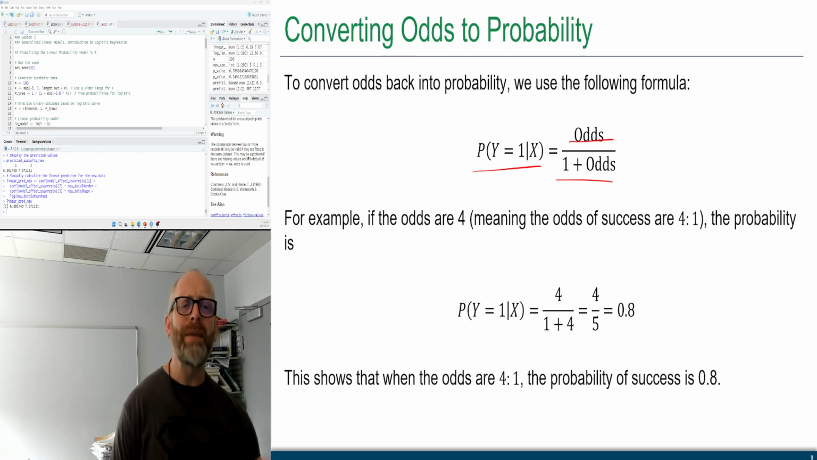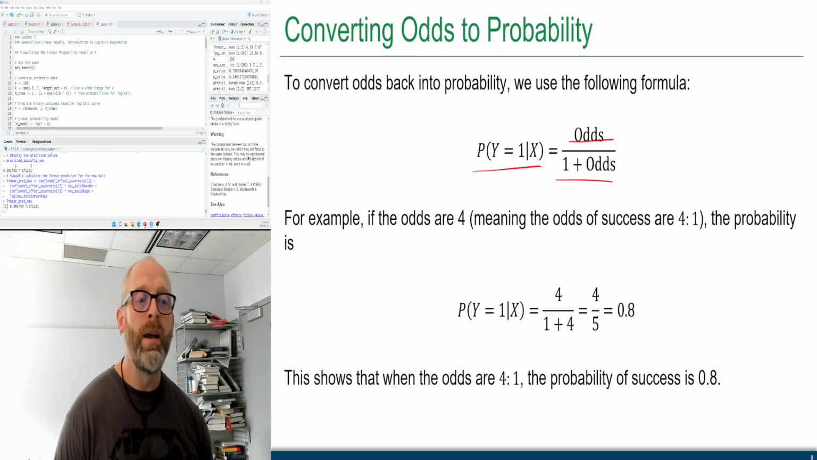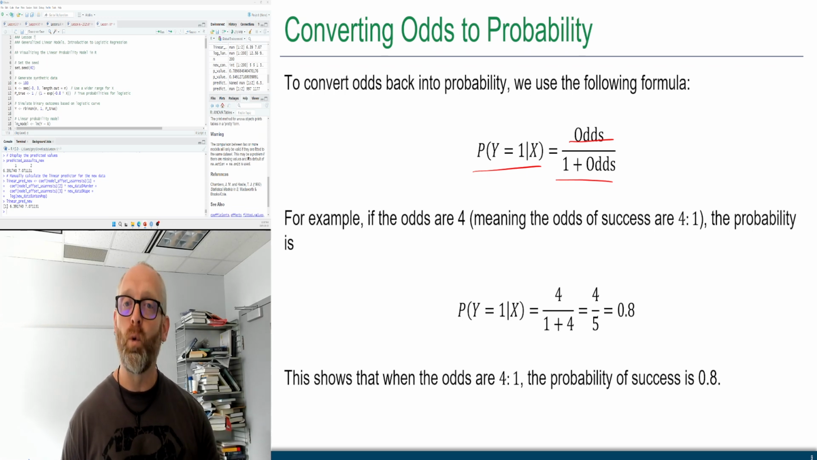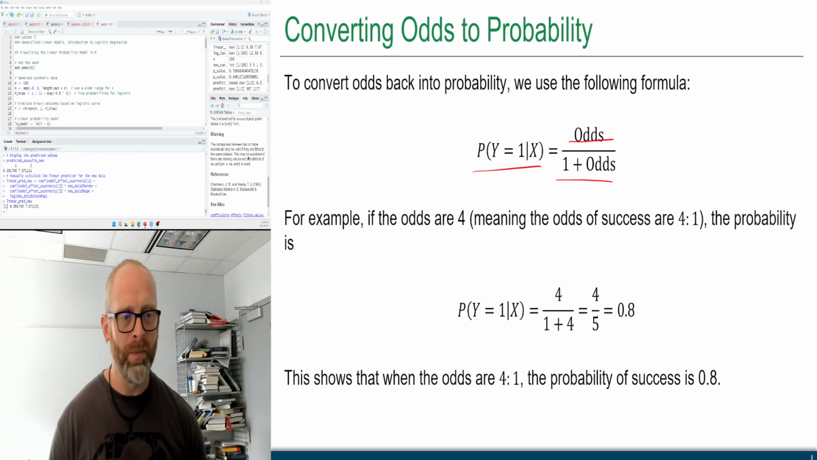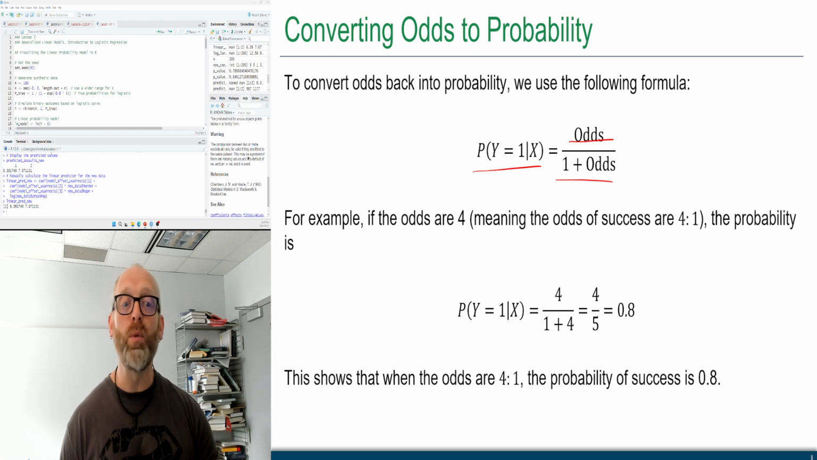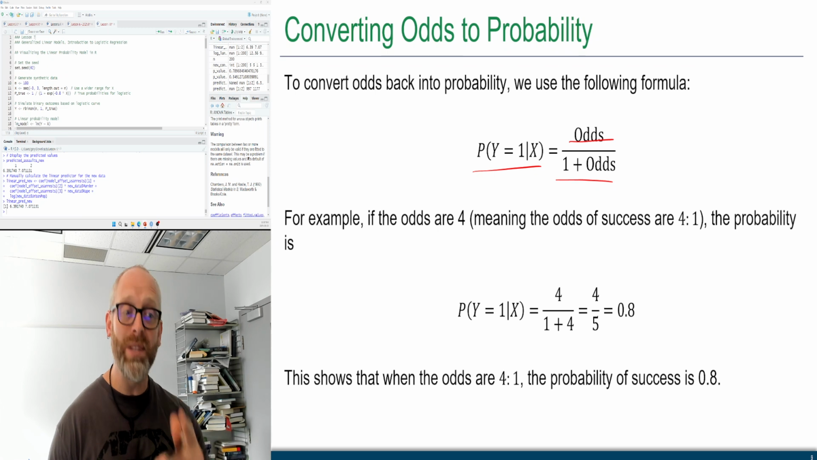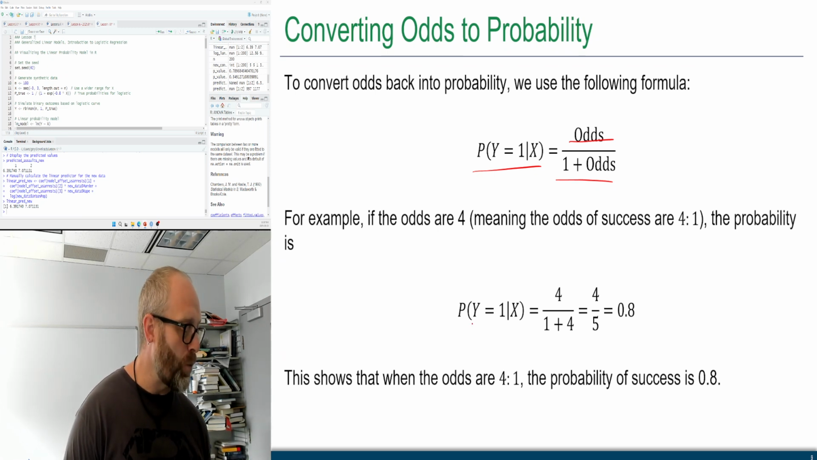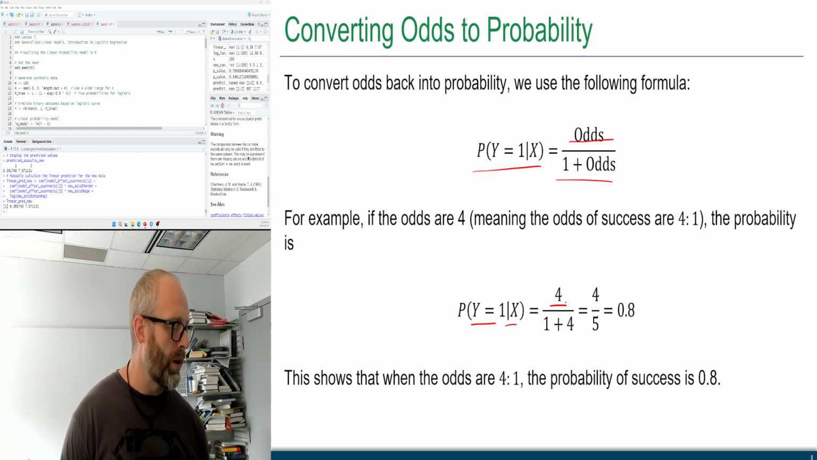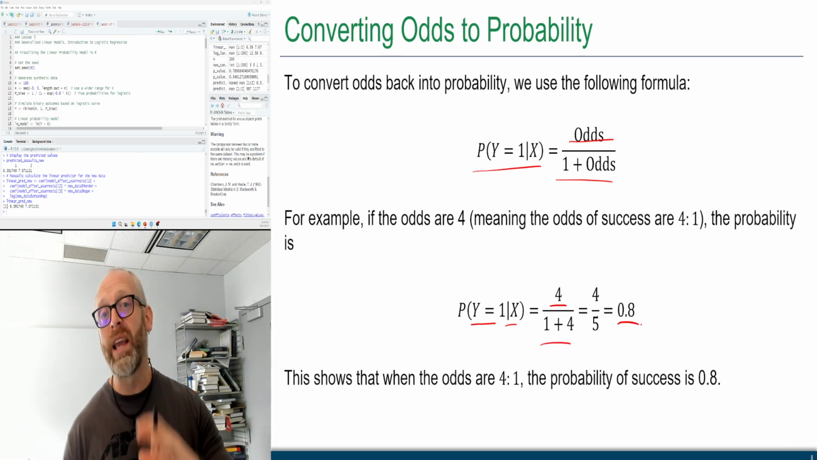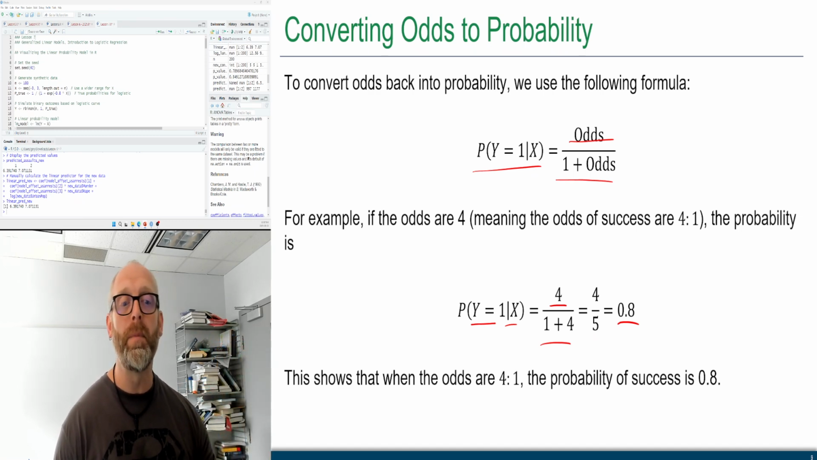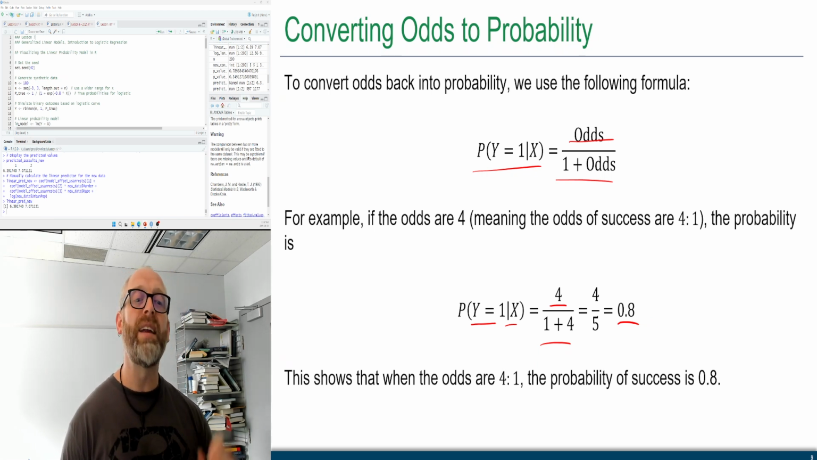So for this same example, working backwards this time, we knew the odds were 4, again 4 to 1. Every 4 purchases, we get someone who doesn't purchase. How does this work out as a probability? We started at 80%. Do we get back to 80%? Let's see. The probability that y is equal to 1, so we make a purchase, for a given value of x, is 4 over 1 plus the odds, 1 plus 4, so 4 over 5, or 0.8. If we're given the odds, we can get the probability, and if we're given the probability, we can get the odds. Perfect. This shows that when the odds are 4 to 1, the probability of success is 0.8.